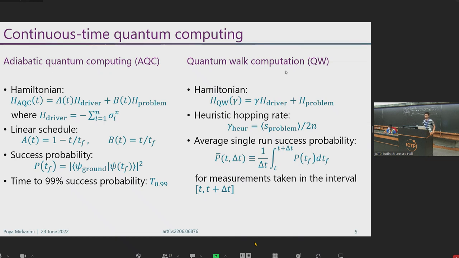Then in quantum walk, in general, you don't have a probability of near unity for measuring the ground state. So in general, you need to take repeat measurements. And so we define an average single run success probability, which is shown here. This is for measurements that are taken uniformly at random within the interval of T and T plus delta T. For our simulations, we set T equal to 0 and delta T equal to 100.